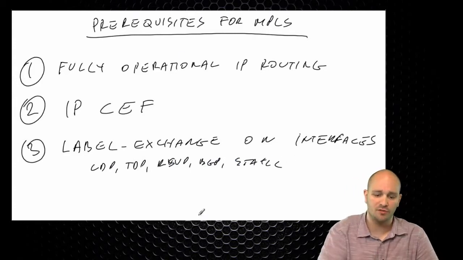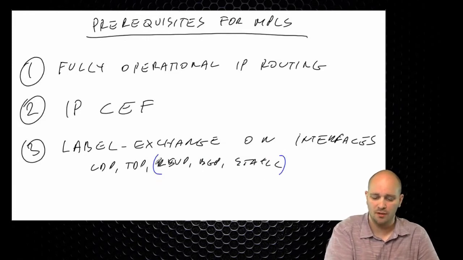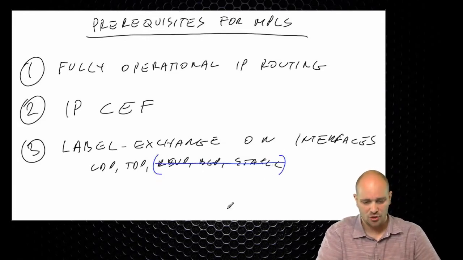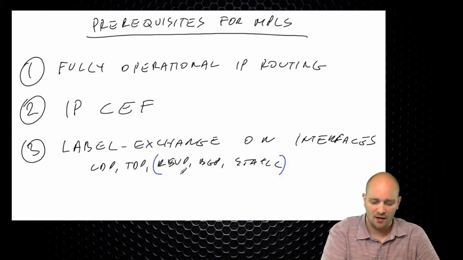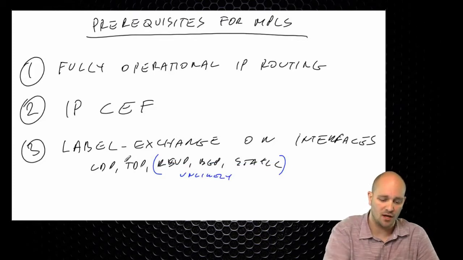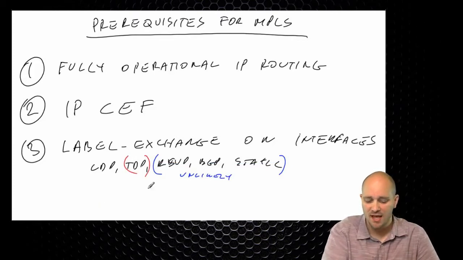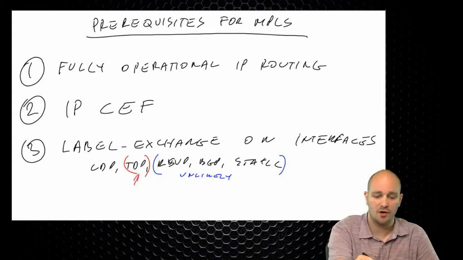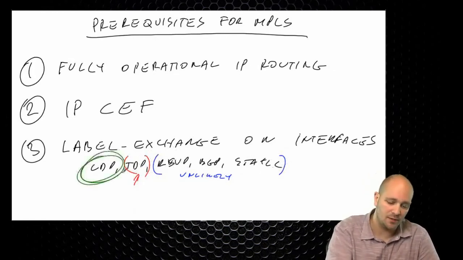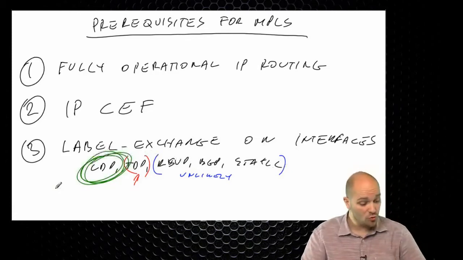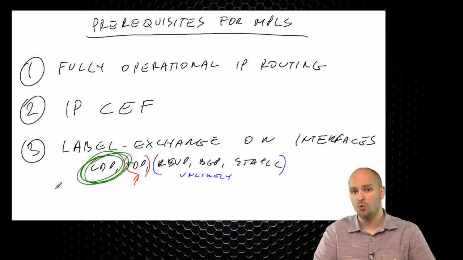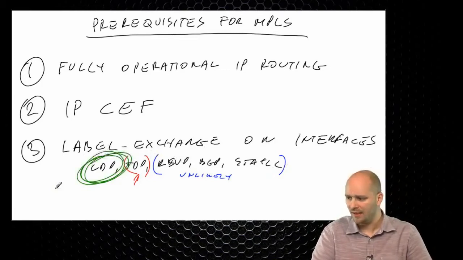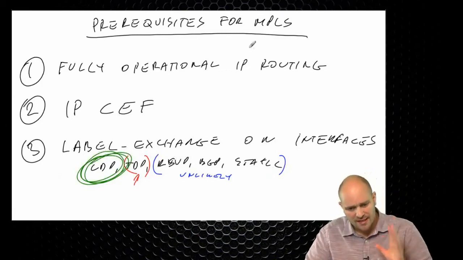For the purposes of the CCIE lab exam, you can assume that you will not be seeing these three: RSVP, BGP, and static, very, very unlikely. Also very unlikely that you will be seeing TDP. But if you see any one of these, this one might be likelier than these. These, I can almost guarantee you, will not be seen. For LDP, you can count on it. If you do have MPLS in your network, you will have LDP to deal with. So these are the prerequisites. One is that IPsef is enabled.